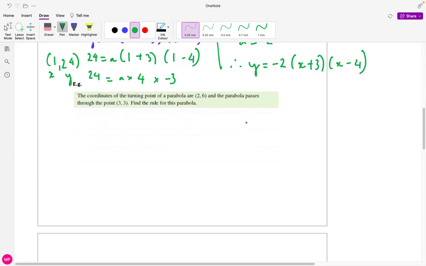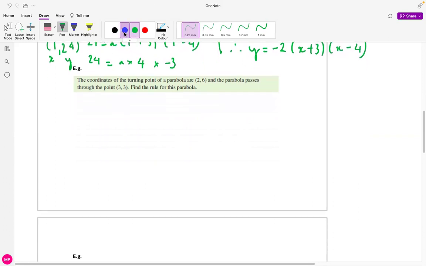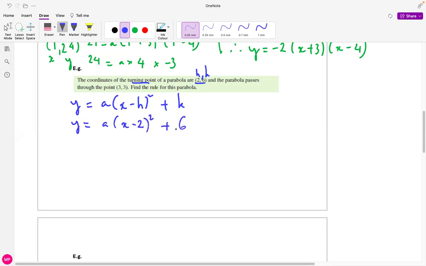Now, in the next example, they give us the turning point, which is 2 and 6, and another point, which is 3 and 3. The moment they give you the turning point, you can use the turning point form, which is y equals a(x minus h) squared plus k. The turning point 2 and 6 is h and k, so we sub it in. We have y equals a(x minus 2) squared plus 6. Now they give you a point 3 and 3, so we sub 3 in for x and 3 in for y, and we solve for a.